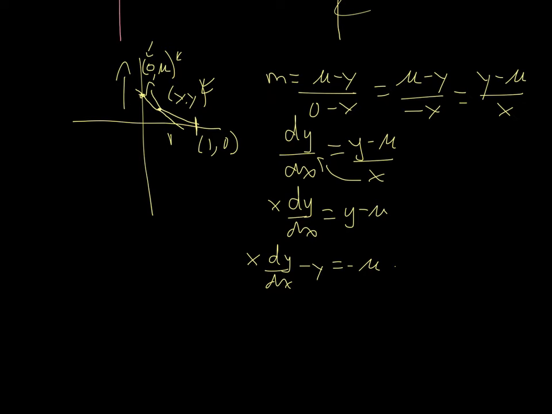And if I multiply everything by a negative here, I'll get negative x dy dx plus y equals u, or u equals y minus x dy dx. Okay, so that's the first part.